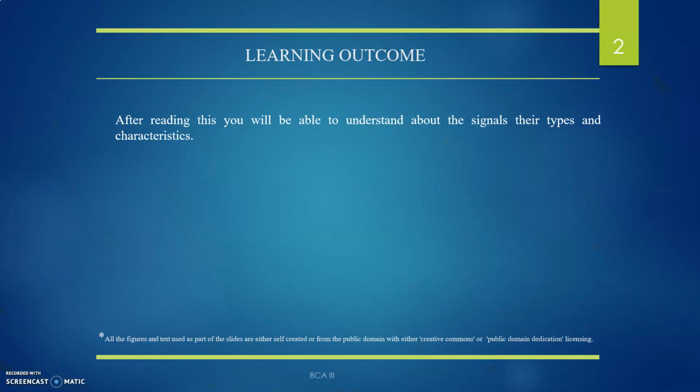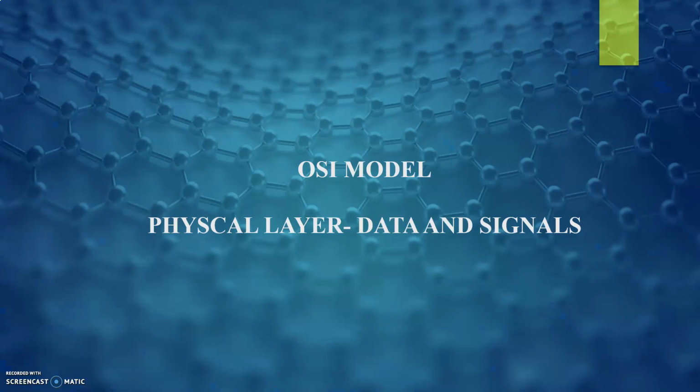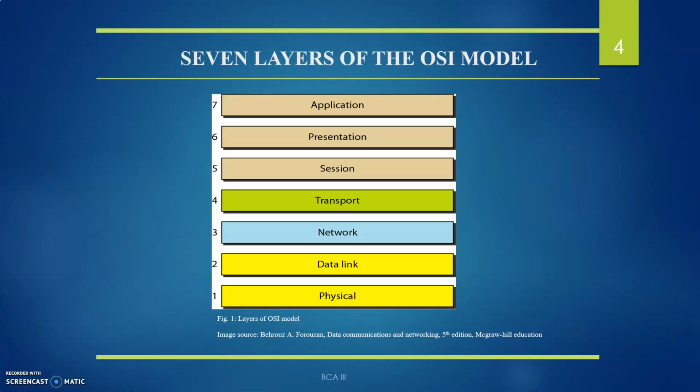After reading this, you will be able to understand the different types of signals and their different characteristics. There are analog signals and digital signals. After listening to this video, you will be able to understand these two things. So the topic is the physical layer, and data and signals.